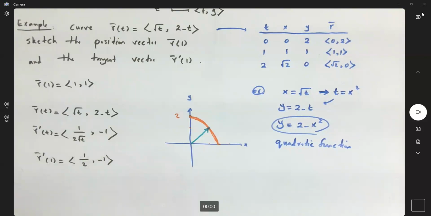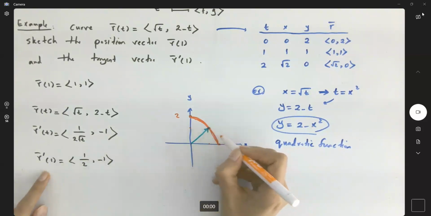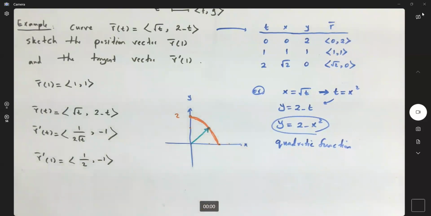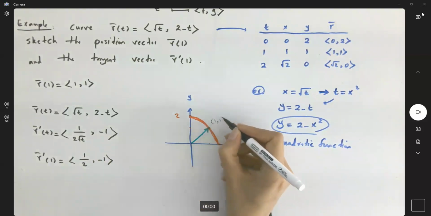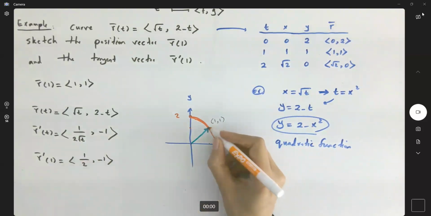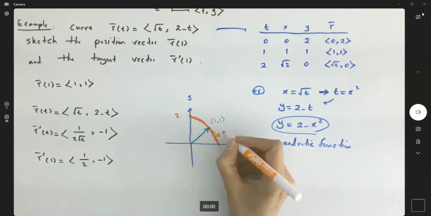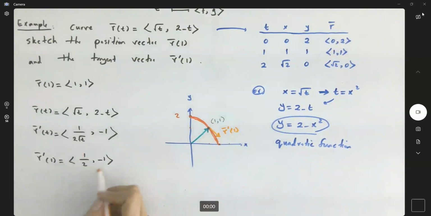But just note that this tangent vector, this guy is tangent to the curve. Starting point is at 1 and 1. So this guy is 1 and 1, and your tangent vector, a half and negative 1, which is going to be tangent to your curve, is going to be just right here. So this is R prime 1, which is a half and negative 1.